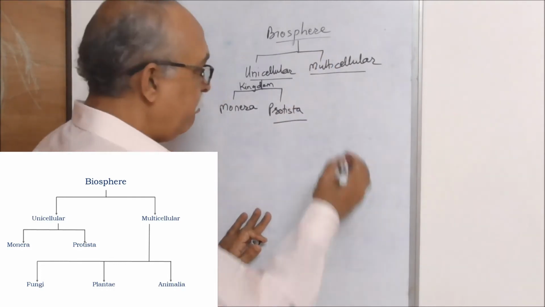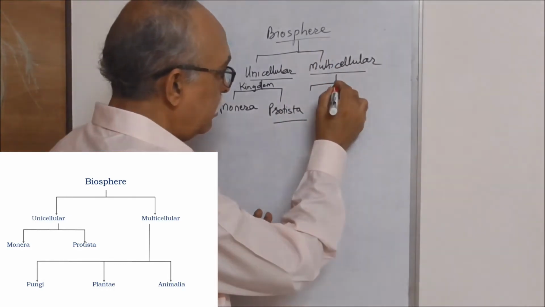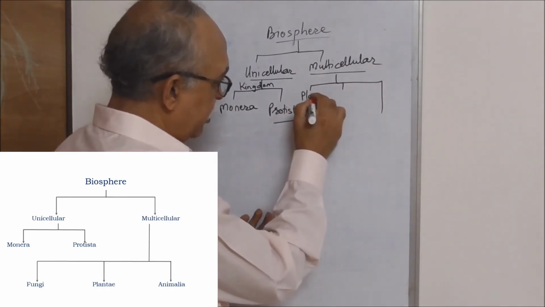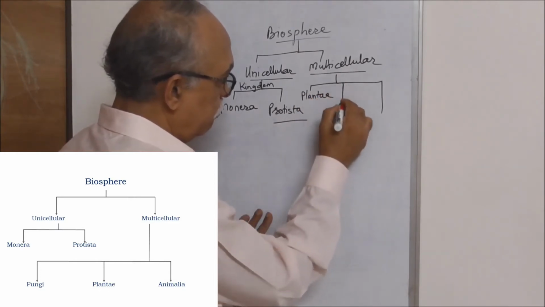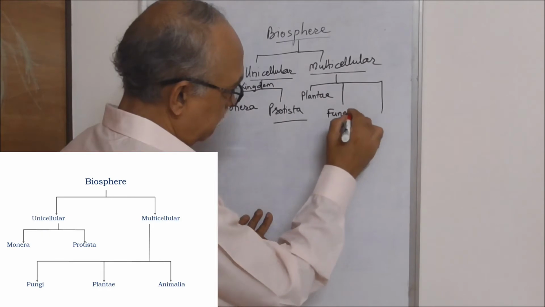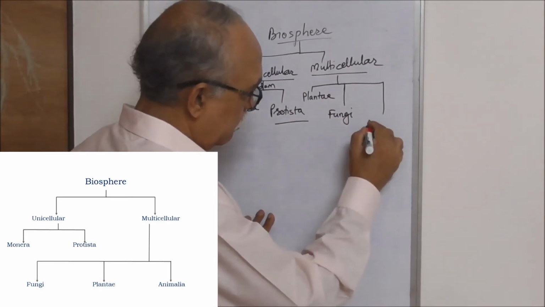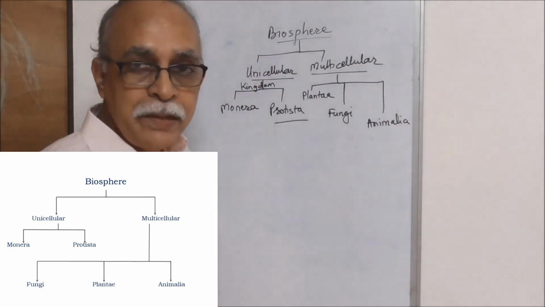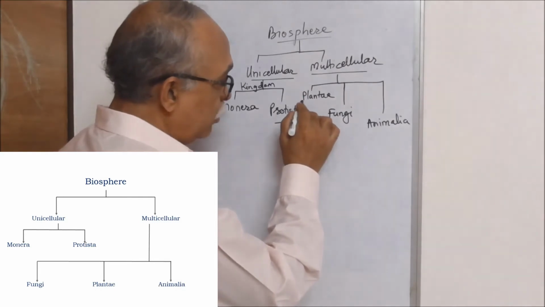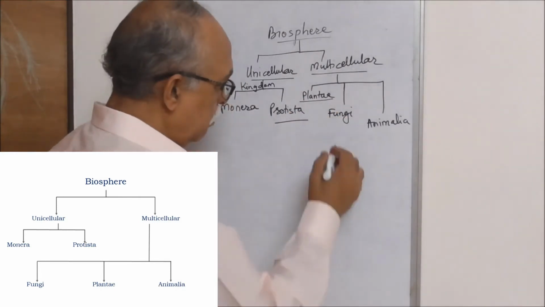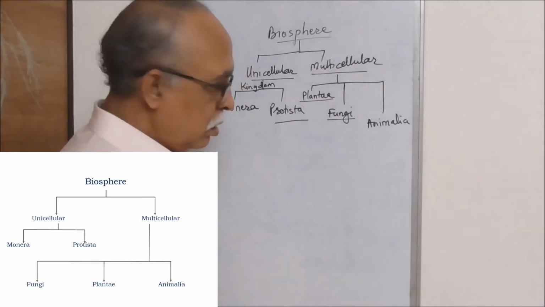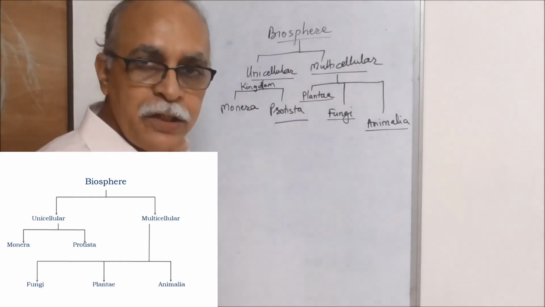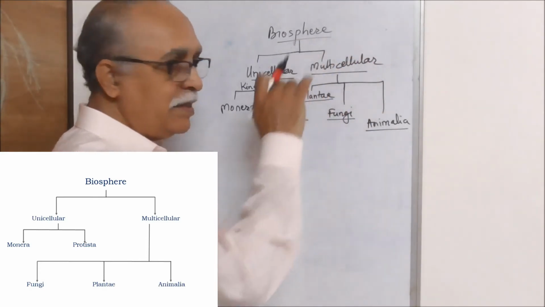And multicellular would be further divisible into three kingdoms: Plantae, Fungi, Animalia. How do we distinguish? Multicellular autotrophic, multicellular saprophytic, and multicellular heterotrophic. That's how we distinguish three different kingdoms under the multicellular group.